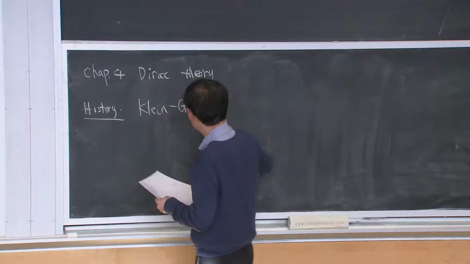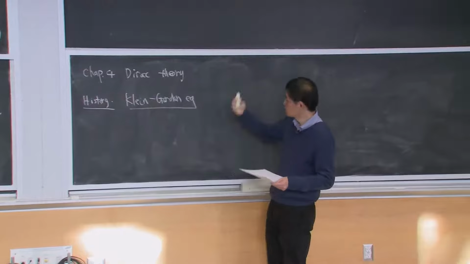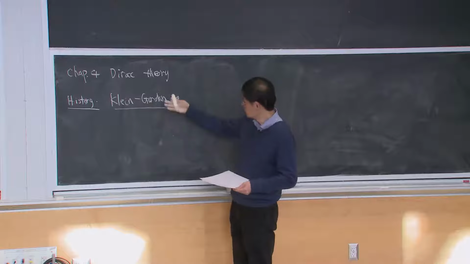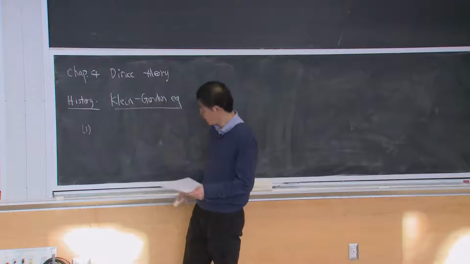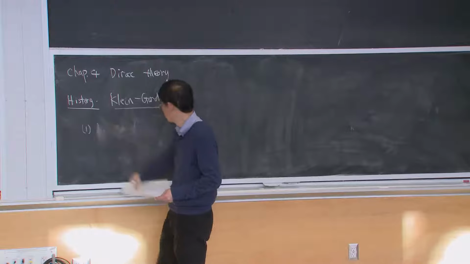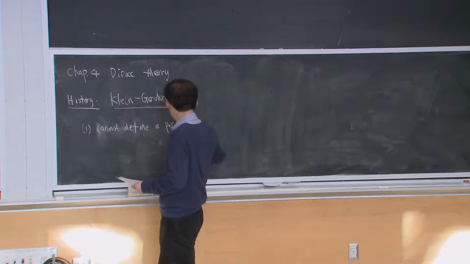This was the first attempt to write down a wave equation for relativistic particles. We discussed before that this does not really make sense as a relativistic quantum mechanics. But at the time, this Klein-Gordon equation, if you interpret it as a wave equation, suffers from some difficulties. One is that you cannot define a positive definite probability.